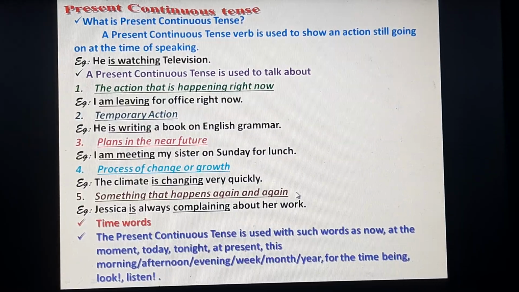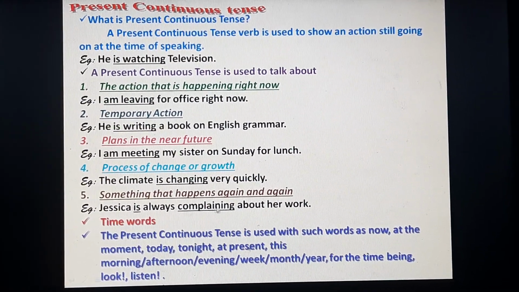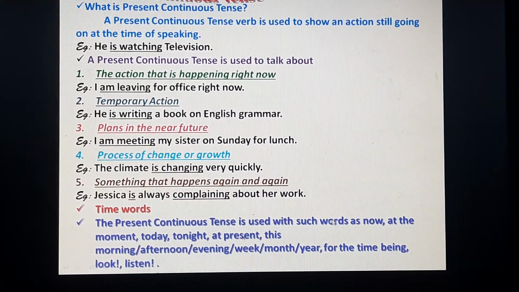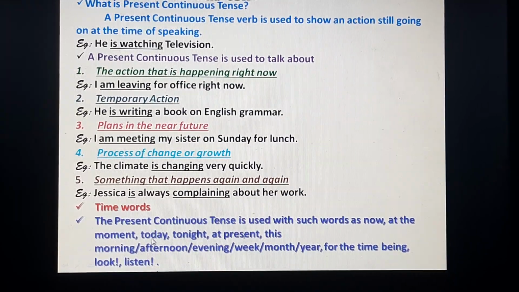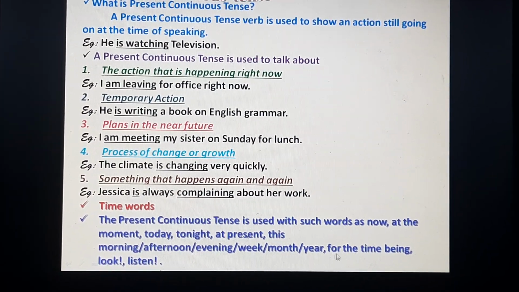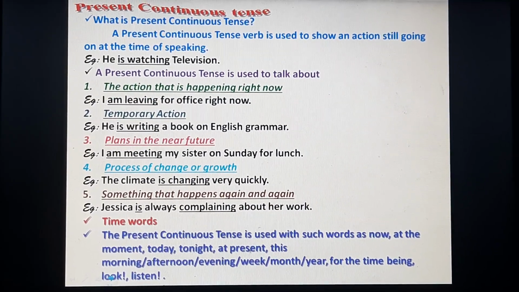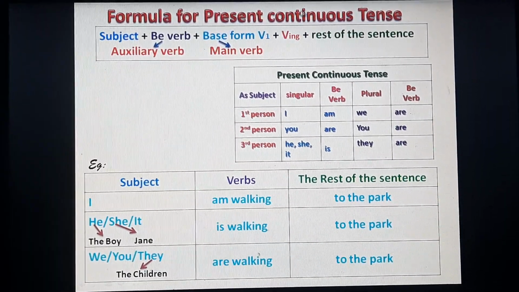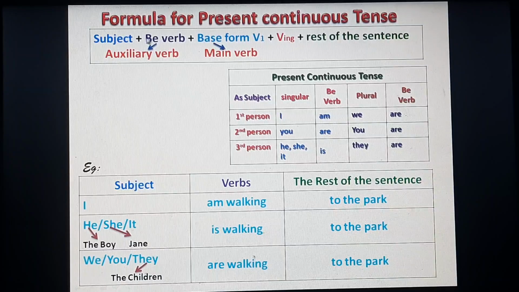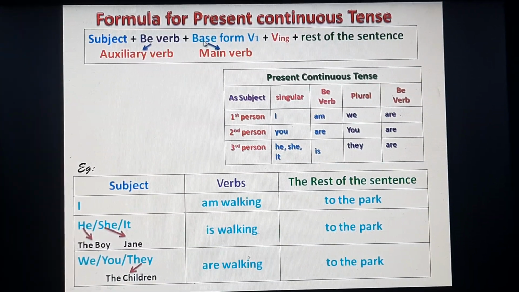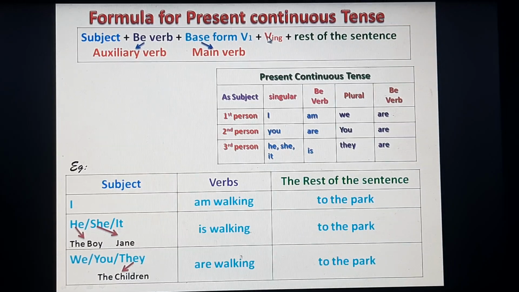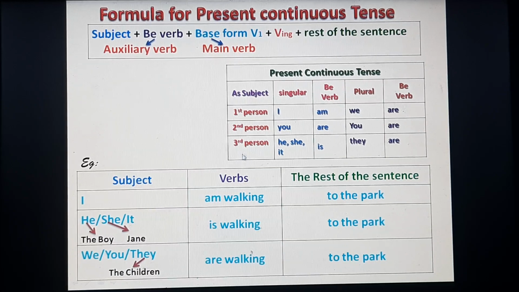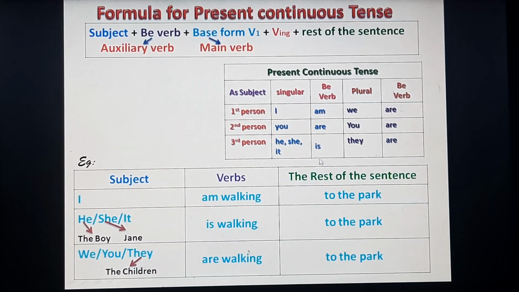Something that happens again and again. Repeated action. Jessica is always complaining about her work. Time words for the present continuous tense. Now, at the moment, today, this afternoon, this week, for the time being, look, listen are all time words to identify the present continuous tense verb in the sentence. Formula for present continuous tense. Subject plus be verb, that is auxiliary verb, plus base form V1, that is main verb, plus V-ing form plus rest of the sentence. I have a chart for you with the person and number for the be verb. Please make a note of it.